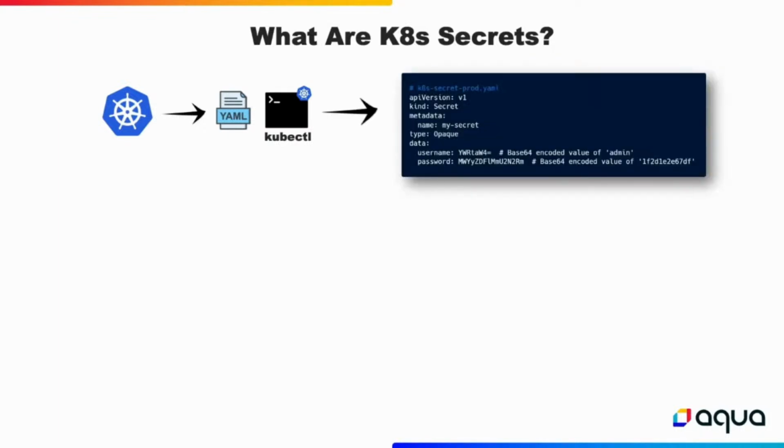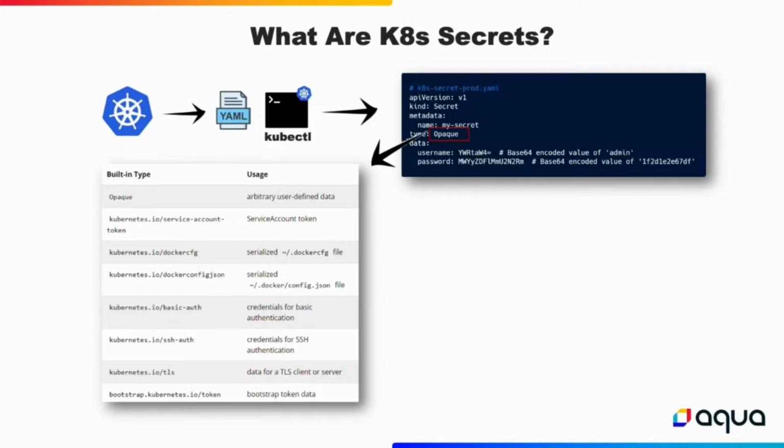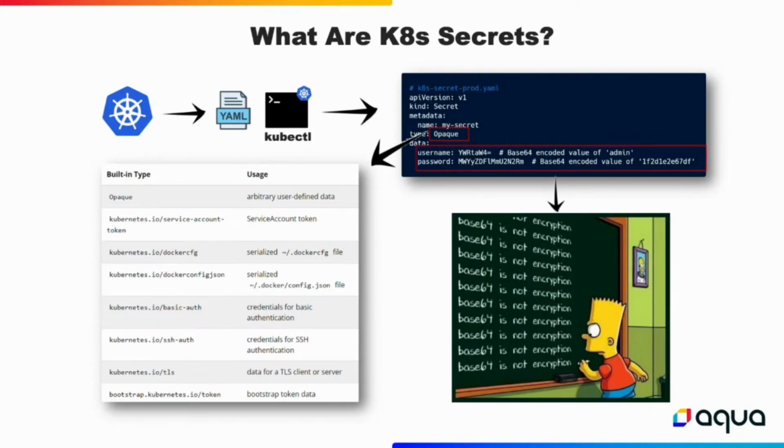Here is how a typical Kubernetes secret looks, noting that there are several types of secrets, mainly for different use cases and validation purposes for Kubernetes. These secrets are base64 encoded, which means that they are not secured by default, and anyone with access to these YAMLs can decode them.